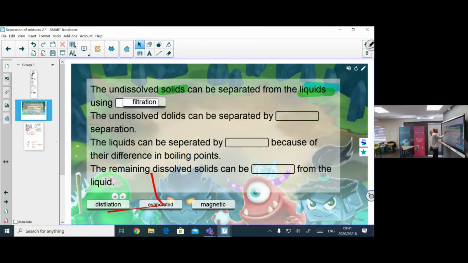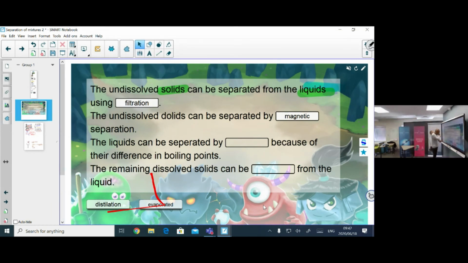We have filtration there. We have magnetism there to separate the iron from the sand. And now we need to separate the liquids. What do we do? The question is saying the liquids can be separated by what? Because of their difference in boiling points. You remember when we were discussing difference in boiling points, we had that beautiful kettle where we heated up our mixture, because at some temperature, one of the liquids will boil out first, leaving behind the other liquid, right?